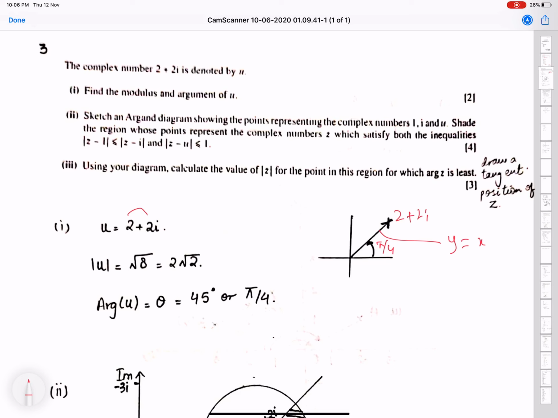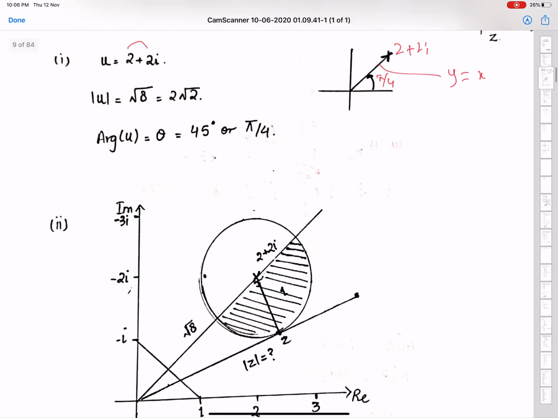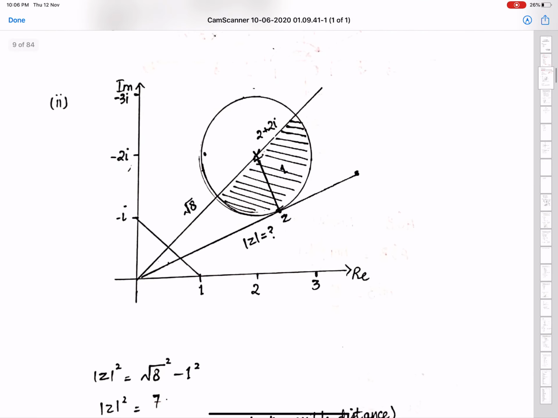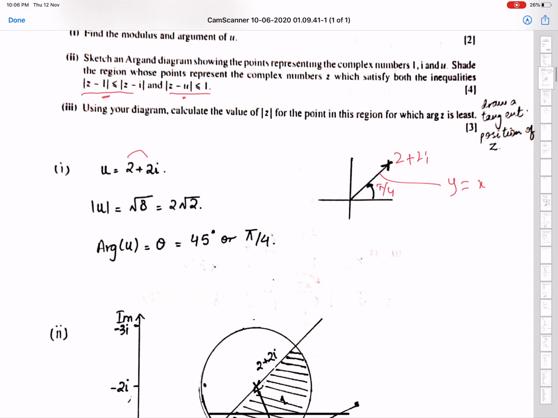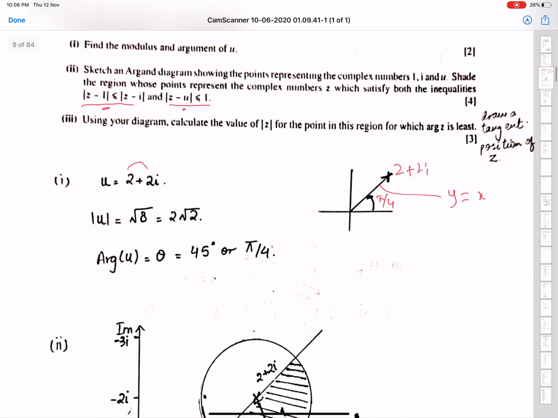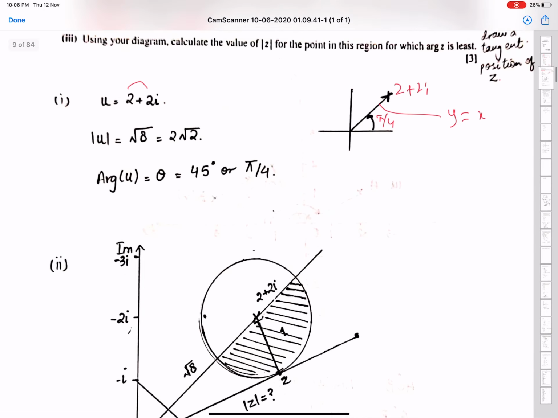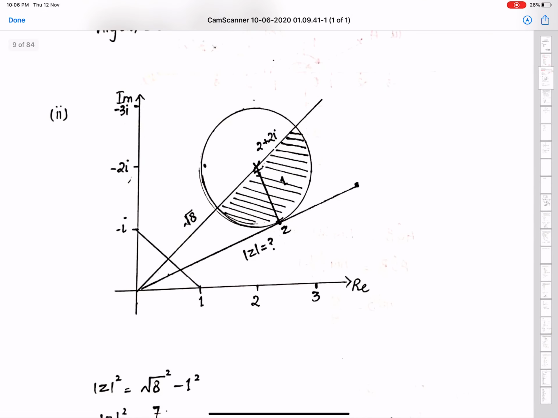Now we have to sketch the Argand diagram of this and this. This is the perpendicular bisector and this is the circle. So, a circle with center at u, and u is 2 plus 2i, and radius 1. So, here is the circle with center at 2 plus 2i and radius 1.